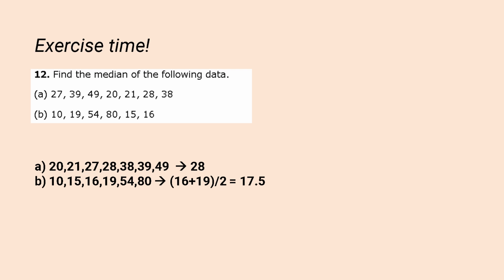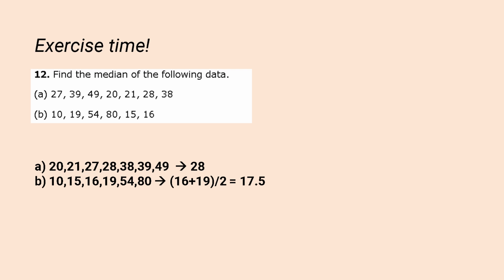Then we're going to find the median of the following data. For A, we have 27, 39, 49, 20, 21, 28, and 38. As you can see, this is not arranged in ascending order. So first of all, we have to arrange it in ascending order, as I've done, and then you start to do the technique as I told you. You take 20 and 49 and you put your hands over it until you've reached one number remaining, which in the first example is 28.